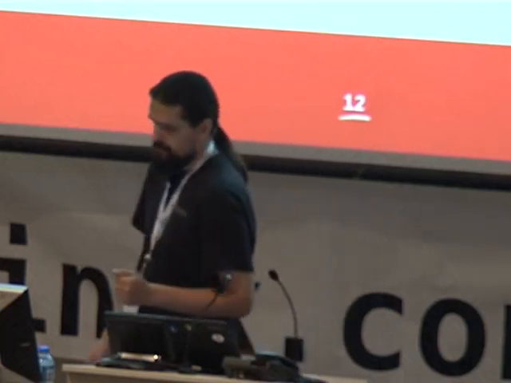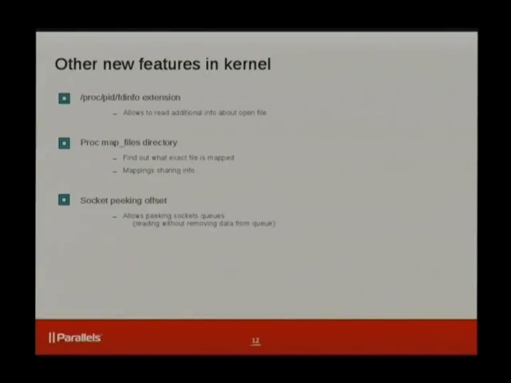Yet another feature in the networking subsystem is a socket peeking offset. Right now, with the recvmsg system call, you can peek at a message from a queue without removing it from there, but this peeking is performed on the very first message in the queue. If you have, for example, UDP sockets with, I don't know, more than 2 packets, you cannot peek at the second or the third packet. So what we did is introduce a socket option which allows you to say which message to peek.